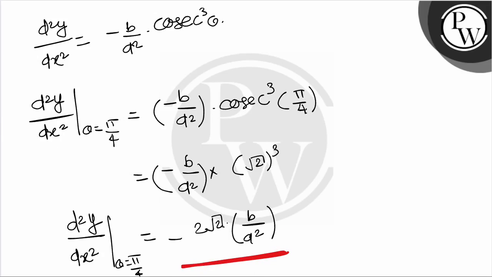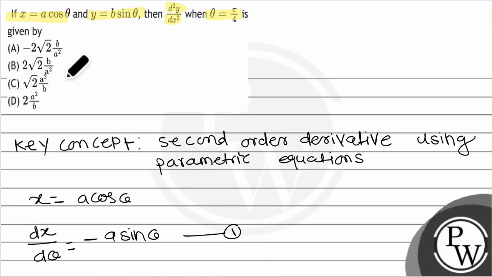So let's check which option is correct one. Minus 2 root 2 into b by a square, that means option number A is the correct option. I hope guys everybody has understood this question.